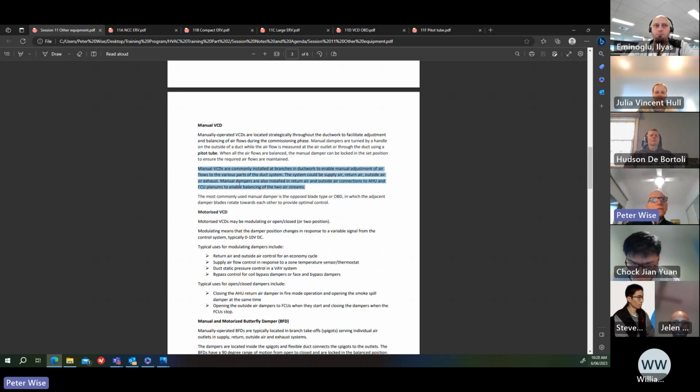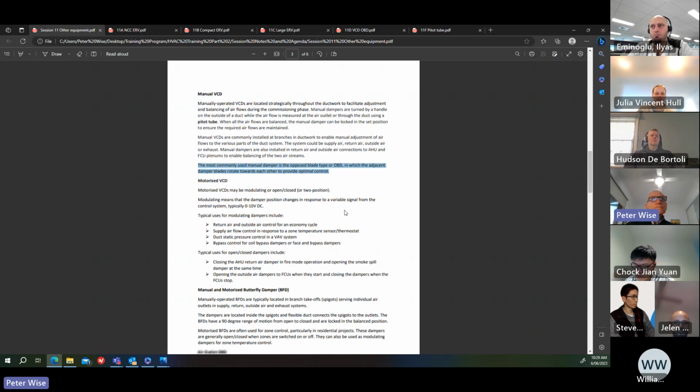Supply air, return air, outside air, exhaust. Manual dampers are also installed in return air and outside air connections to air handling units and fan coil unit plenums to enable balancing of those two streams as they come into the return air plenum of the units. The most commonly used manual damper is the opposed blade, or OBD, which is the picture I showed you a minute ago, where the adjacent damper blades rotate towards each other to provide optimum control.